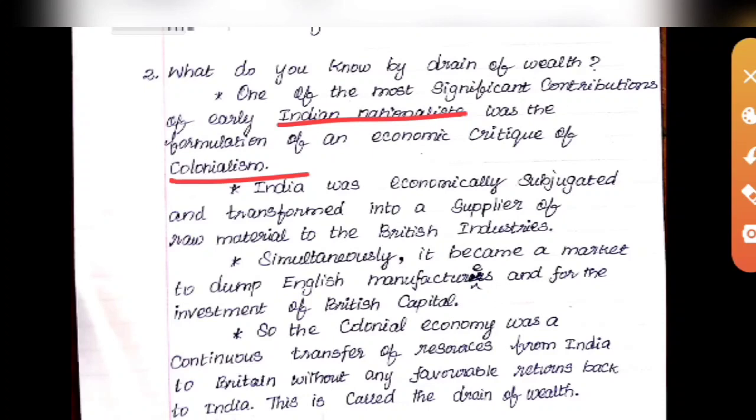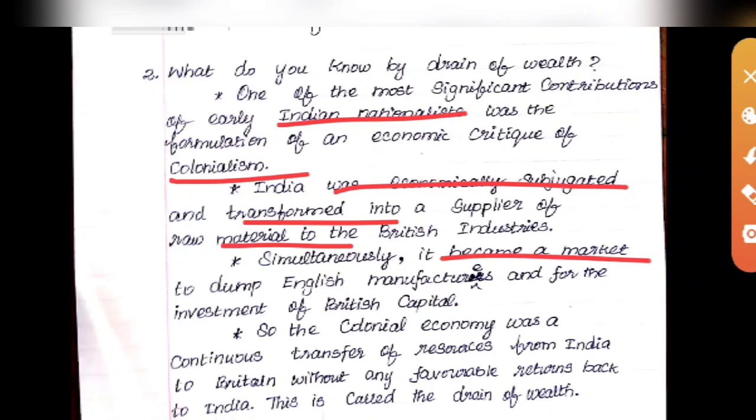What was the mistake? The British got all the raw materials from India, as well as from their other colonies, but they did not pay the proper amount. So India and the other colonies were economically under the control of the British. Here it is given that India was economically subjugated, and we were transformed into a supplier of raw materials to British industries without getting the correct amount, giving our raw materials at a low price to the British.